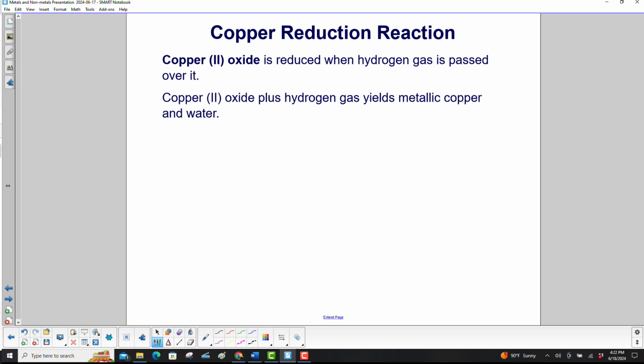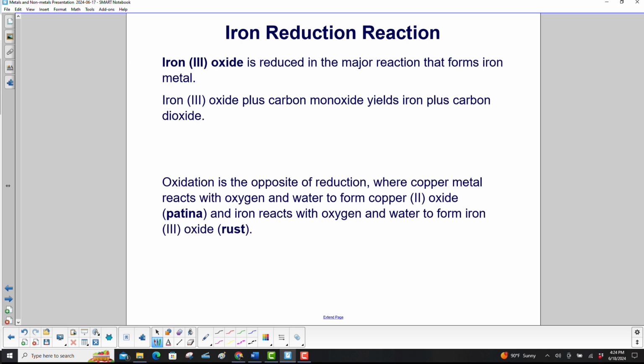Copper 2 oxide is reduced when hydrogen gas is passed over it. Copper 2 oxide plus hydrogen gas yields metallic copper and water. Iron 3 oxide is reduced in the major reaction that forms iron metal. Iron 3 oxide plus carbon monoxide yields iron plus carbon dioxide.